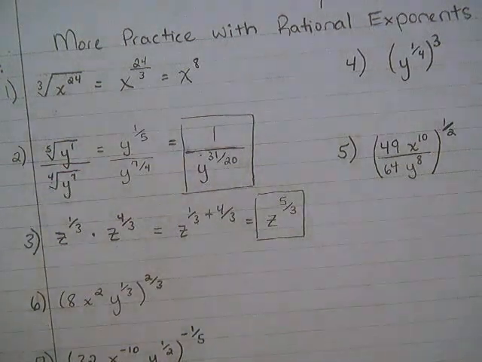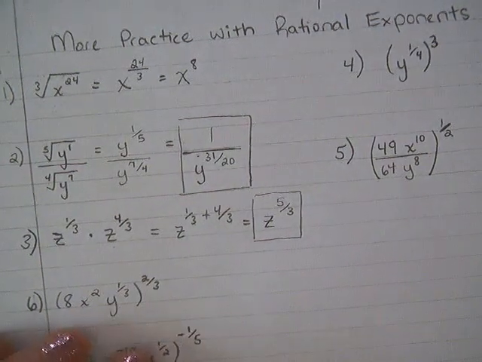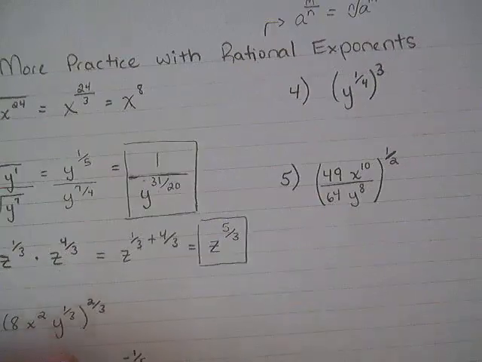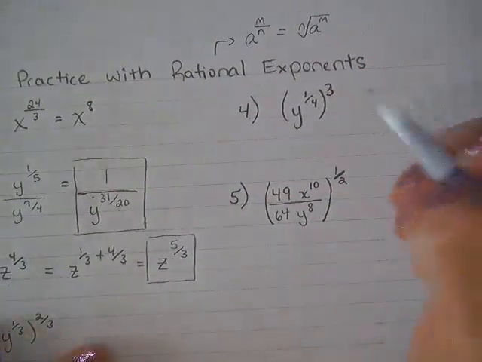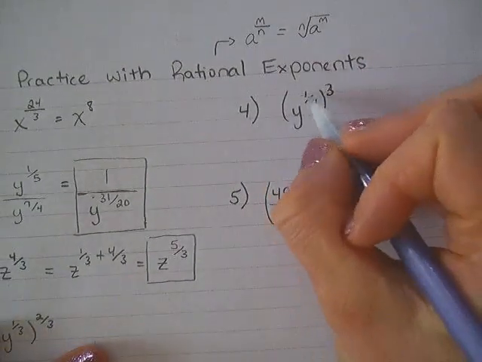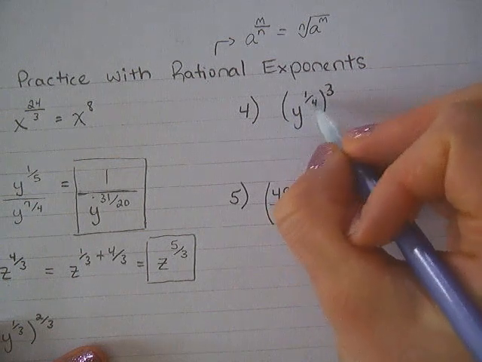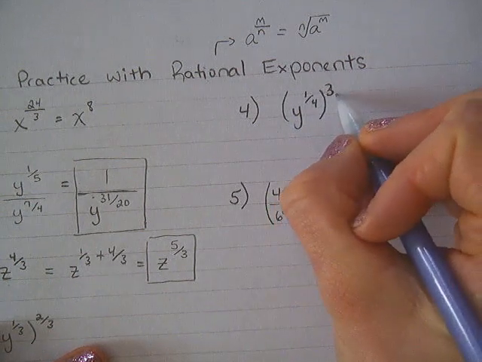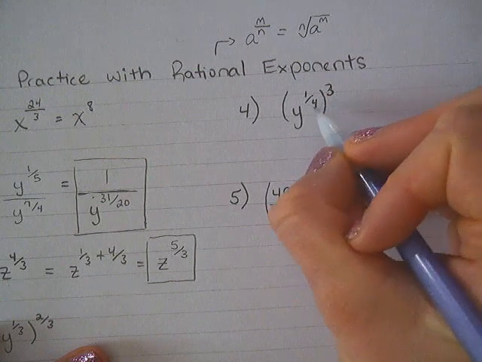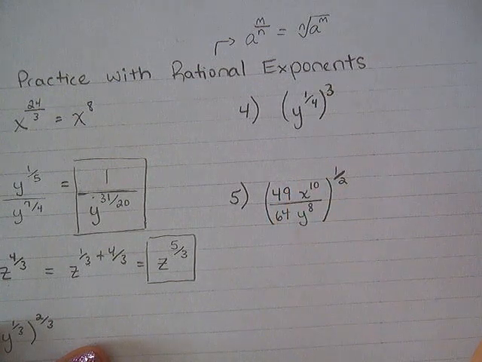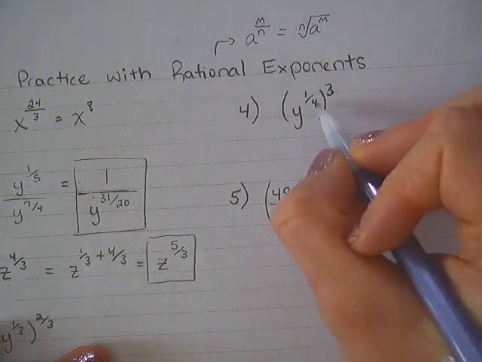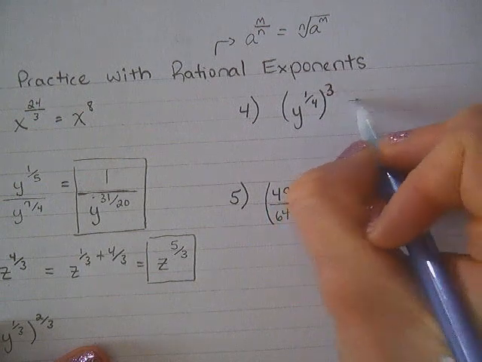Okay, so just practicing some other stuff with these rules. We're going to head over to number 4. This is one of those exponent rules where you have something with an exponent, but then it's to another exponent. That's called power to a power. So if you review that exponent rule, when you have a power to another power, you have to multiply.